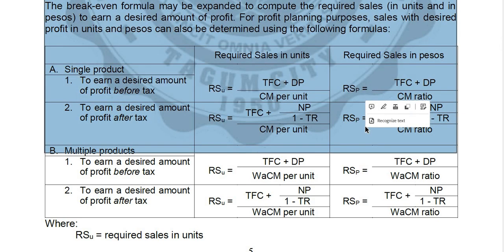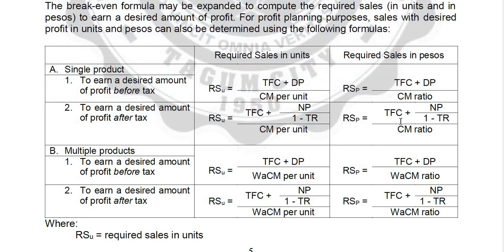But then, again, if the information na available will not allow you to do that, then you can compute also for the required sales in pesos by adding the same lang, the total fixed cost plus your net profit over 1 minus the tax rate. You divide it by the contribution margin ratio. So, yung kaibahan lang, yung numerator mo parehas lang. So, ang nagkaiba lang dito tayo sa denominator. Kasi dito per unit, pero dito ratio na yung ginamit or percentage na yung ginamit.